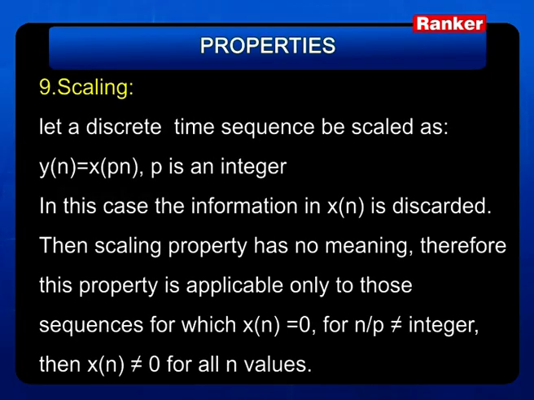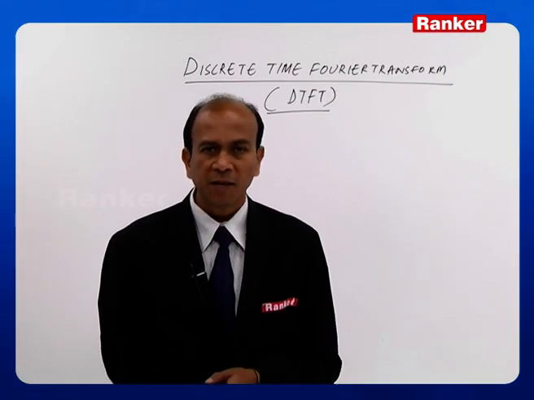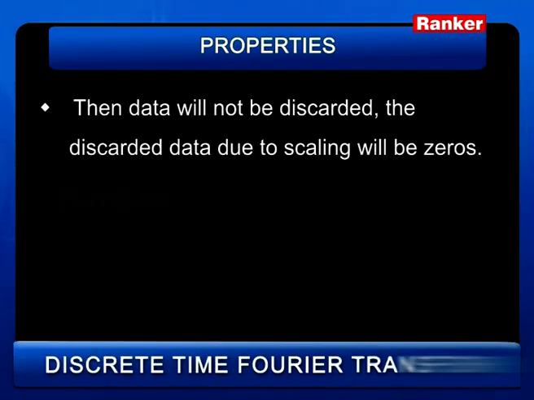Let us take a discrete time sequence x of n, which is scaled by a factor p, that is x of p n, and let us call the scaled signal y of n, where p is an integer. If the information in x of n is discarded, then the scaling property has no meaning. Therefore, this property is applicable only to those sequences for which x of n is 0 when n by p is not an integer. So, that particular p must be an integer. This is what the scaling property of the discrete time Fourier transform says. This is the ninth property. Then the data will not be discarded; the data discarded due to scaling will be zeros.